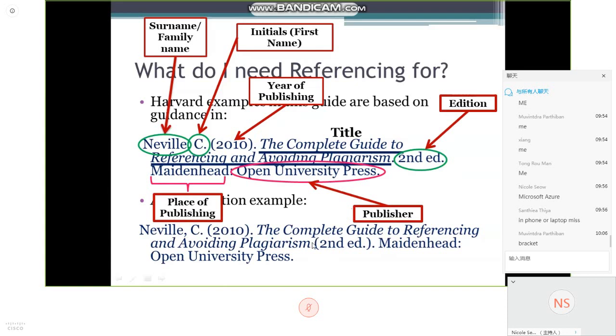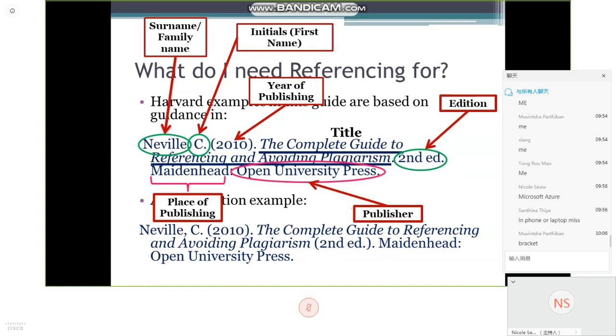Okay, so this is book referencing. Now, if you need to find the place of publishing and the publisher, followed by, you need to confirm whether the author of the book's surname is correct, or their first name or their middle name.